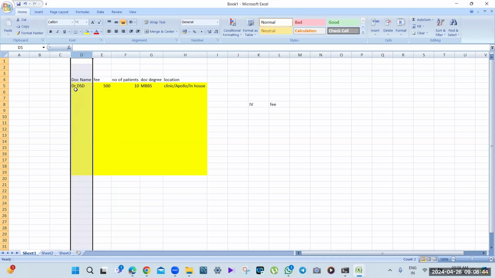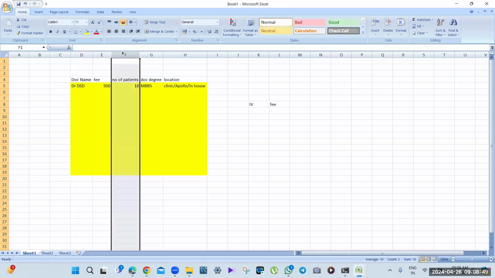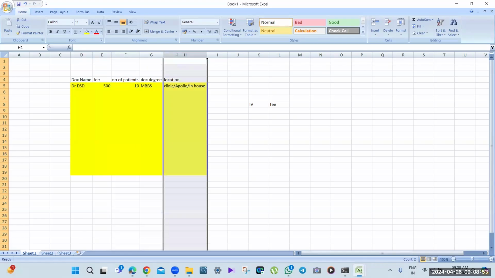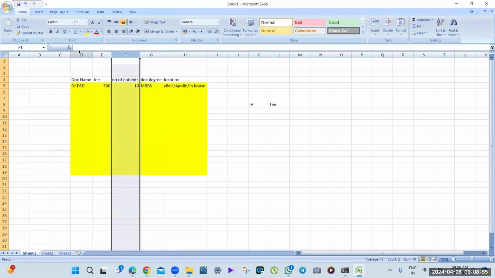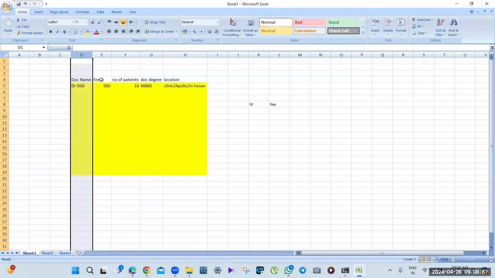But for now, just keep that in mind, that we have one variable, the number of patients, the degree of that person, and the location where the doctor sits. We can combine these variables and we can forecast or predict the fee of the doctor.